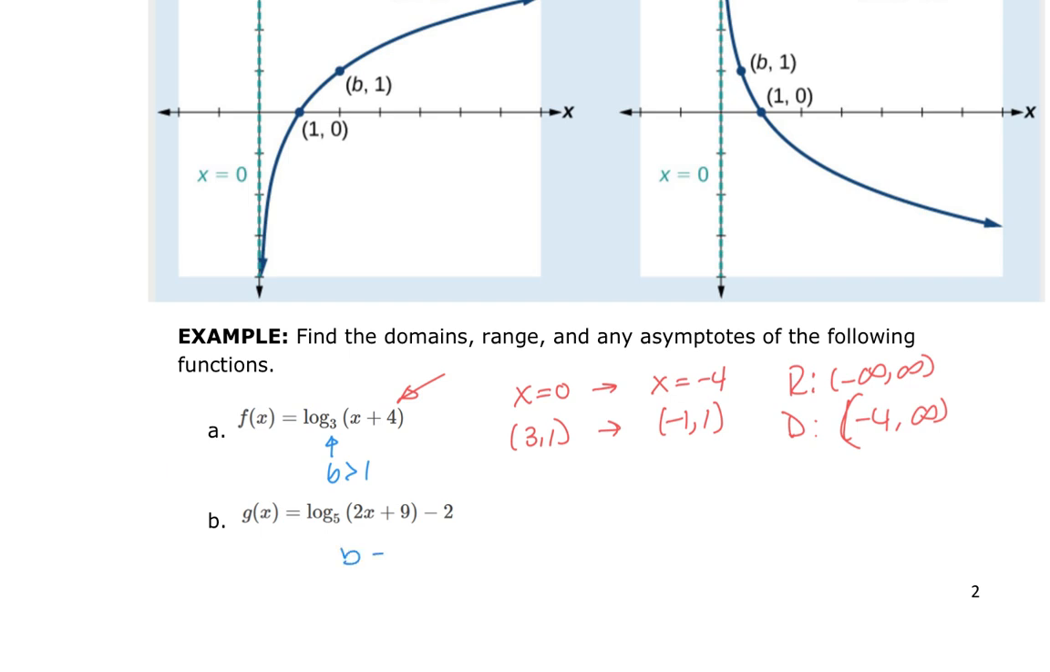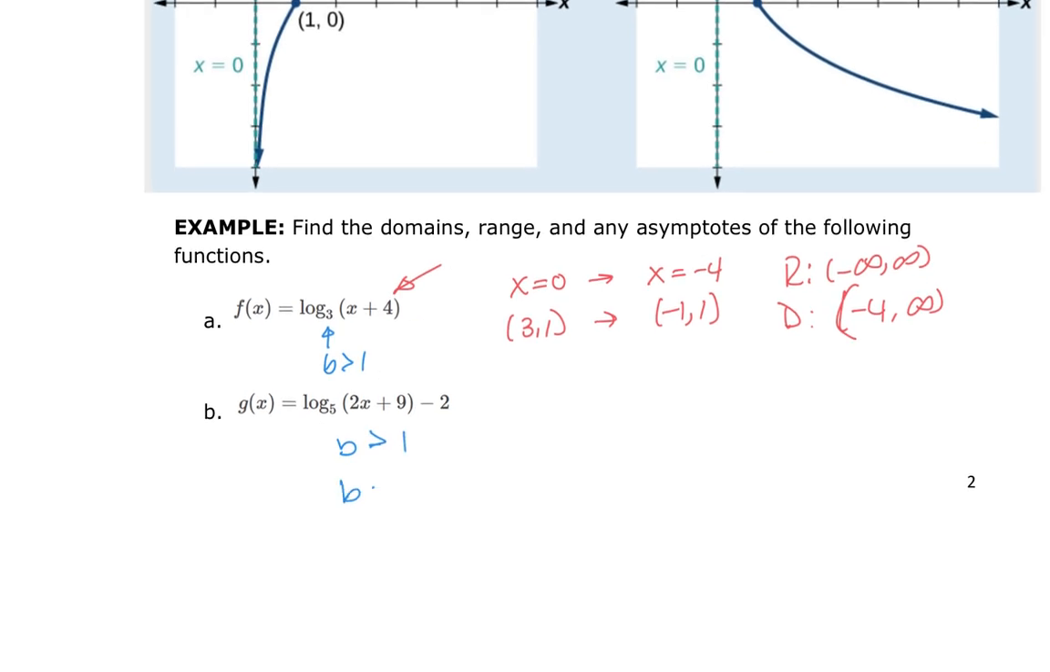My b is greater than 1. My b happens to be 5. That tells me my point I should have gone through would have been (5, 1). And then I have some transformations that happen, and my vertical asymptote should have been at x equals 0. Now, to be able to talk about the transformations, I have to put it in the appropriate form.